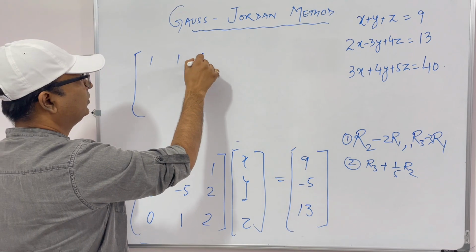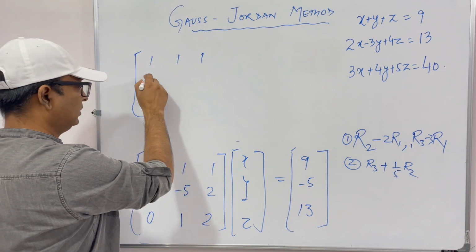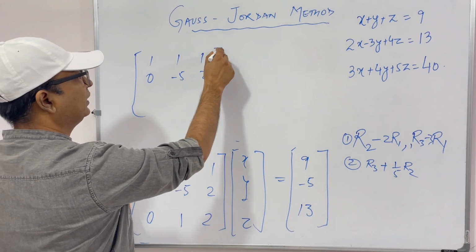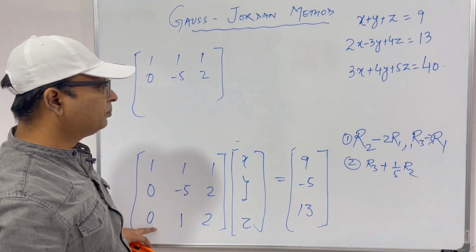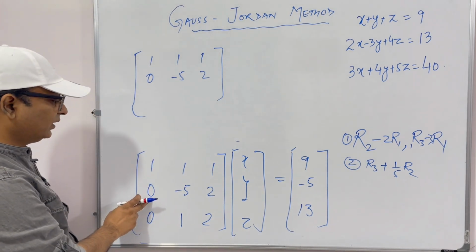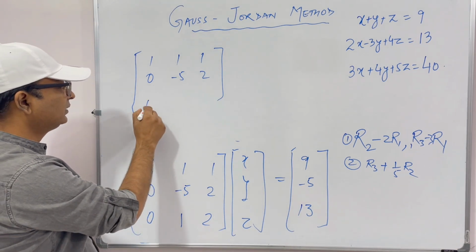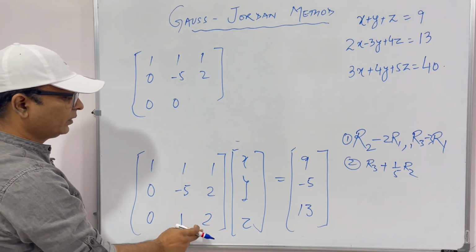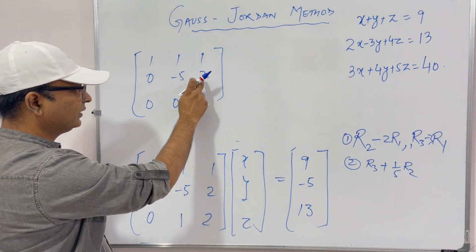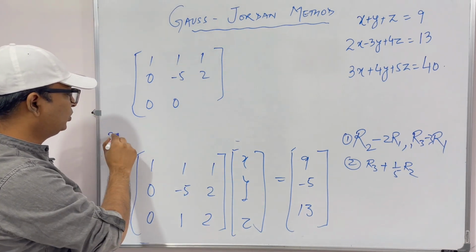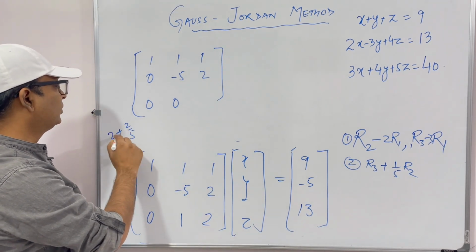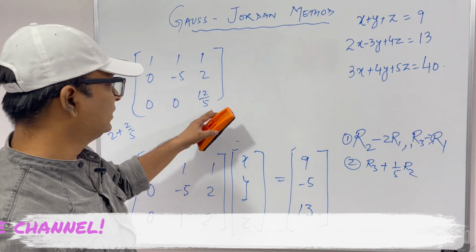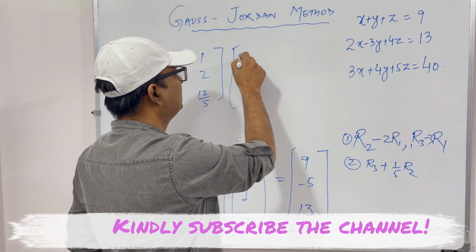This is 1, 1, 1. Then R2, we are not disturbing R2 right now. 0, minus 5, 2. And then what we said? R3 plus 1 by 5 of R2. 1 by 5 of R2, this is 0, so 0 plus 0 is 0. This 1 by 5 of this, so minus 1, so this is 0. This plus 1 by 5 of this, that is 2 plus 2 by 5. What is this? 10, 12, that is, we'll get 12 by 5 here. Okay, so this is our first matrix, then x, y, z.